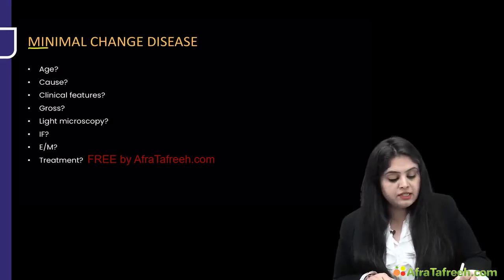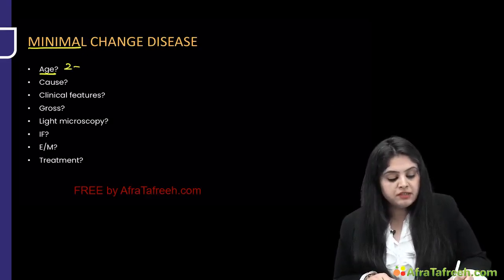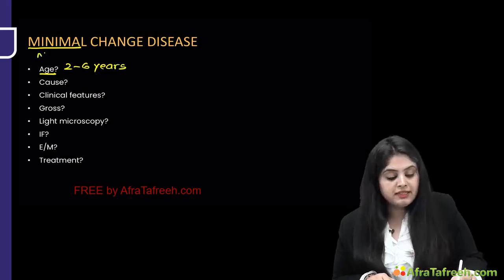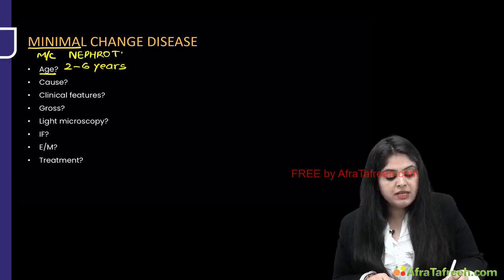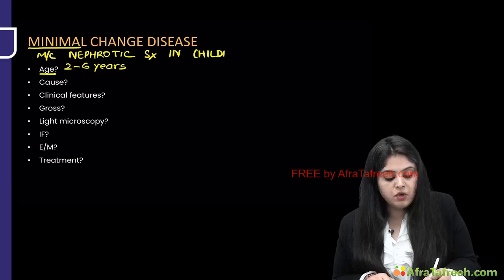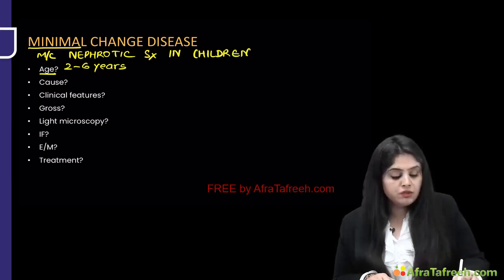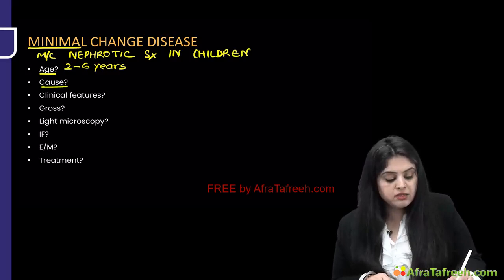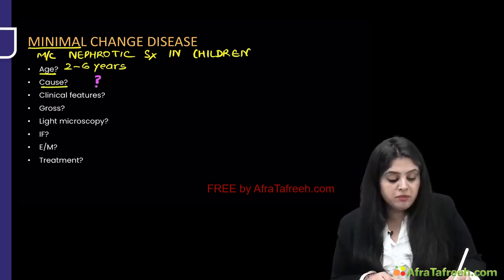What is the age? I think that's not going to be a problem. This occurs in very small kids, usually of the age group of 2 to 6 years, and therefore it is called as the most common nephrotic syndrome that we have in children, or pediatric. Next, what is the cause? There's a big question mark in terms of the cause. They say it's probably not known.